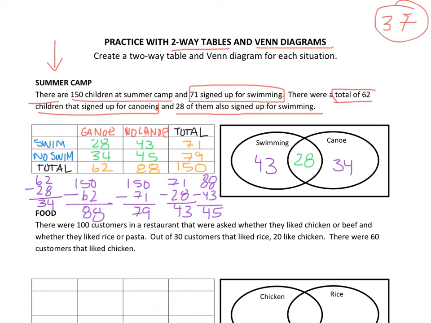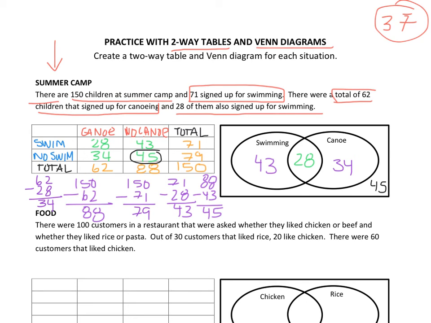Now, that's 43 kids who want to swim and not canoe, 28 kids who want to do both, 34 kids who want to canoe and not swim. How many kids don't want to do anything? That's right, 45 kids. That's me. Those are the kids that want nothing to do with it.